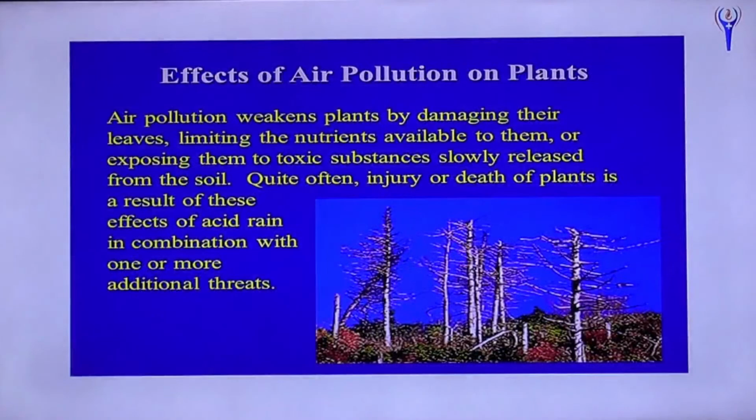And so what happens when harmful air is being released in the atmosphere? It affects everyone. We'll see what the effects on plants are. It damages the leaf, limits the nutrients available to them, and also exposes them to toxic substances slowly released from the soil. It often results in injury or death of the plant as a result of the effect of acid rain in combination with one or more threats.